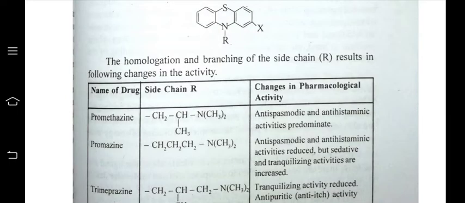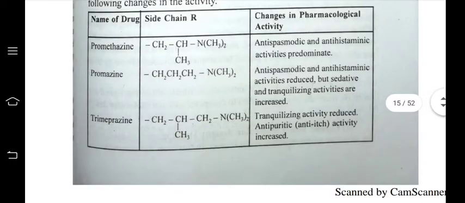Homologation and the branching of the side chain result in the following changes in the activity. What changes? First, antispasmodic and antihistaminic activity predominates. Then antispasmodic and antihistaminic activity reduces, but the sedative and tranquilizing activity is increased. Tranquilizing activity reduces, antipyretic activity increases. This is all about the chain changes.